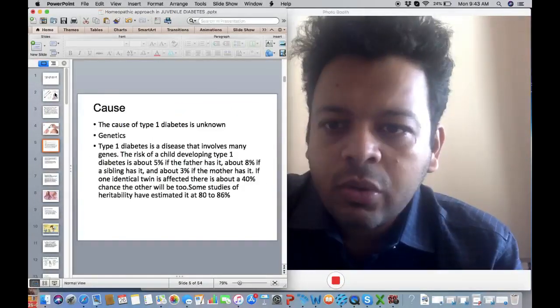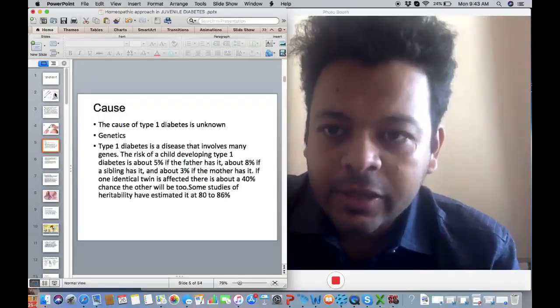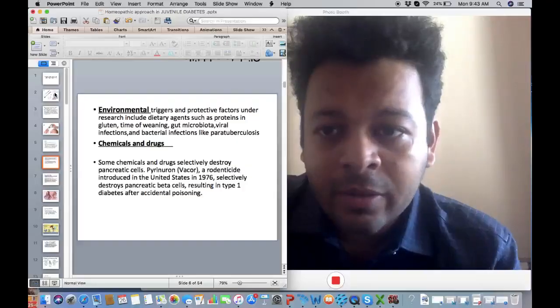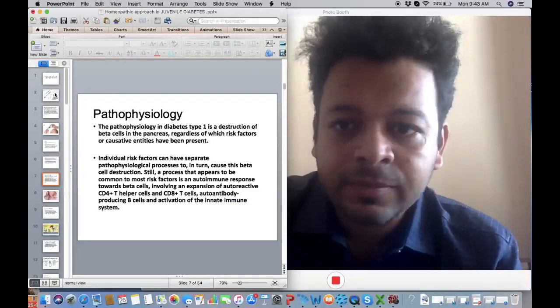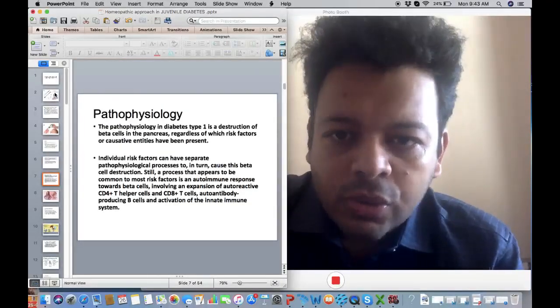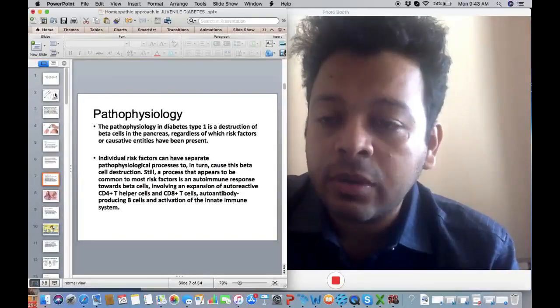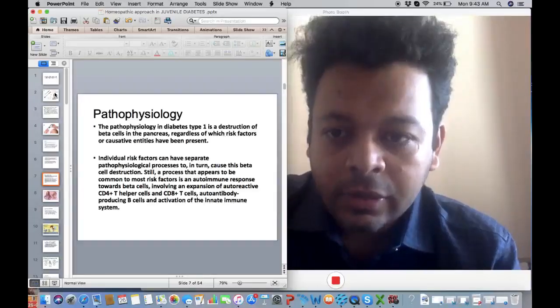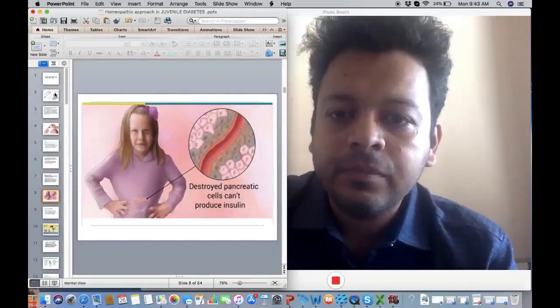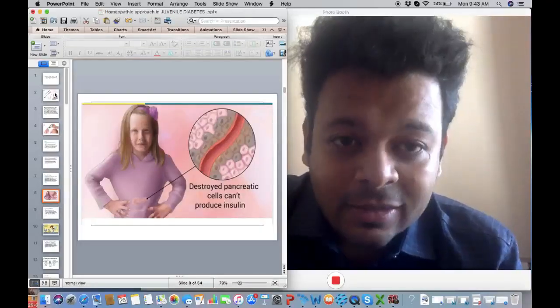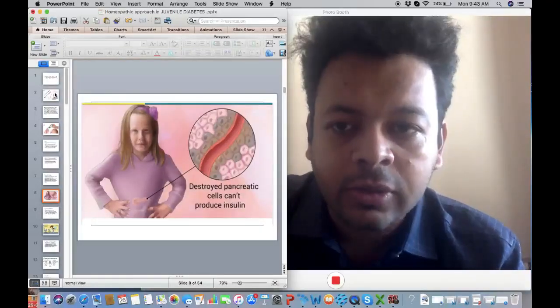To be honest with you, cause is not very clear. Genetic is one of the causes that is known to be there. There can be environmental factors, drugs. Most of us know about the pathophysiology of how this kind of diabetes in children actually happens. And what basically happens is that the pancreatic cells are destroyed, they can't produce insulin.